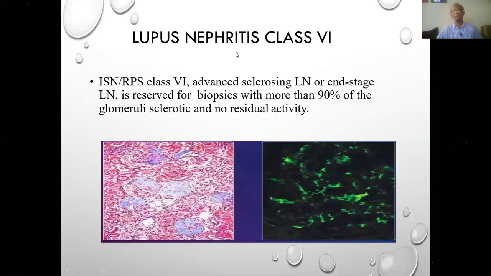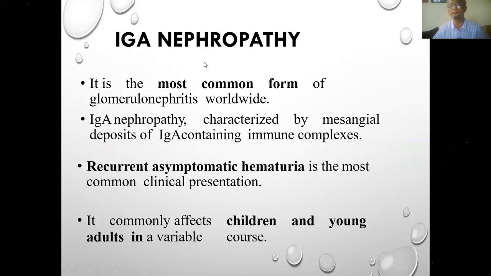But in case of lupus nephritis class 6, it is advanced sclerosing lupus nephritis or end stage lupus nephritis, reserved for biopsies with more than 90% glomerulosclerosis and no residual activity. So this patient usually does not respond to any type of treatment. As I already mentioned, it progresses to CKD and you have to manage accordingly.